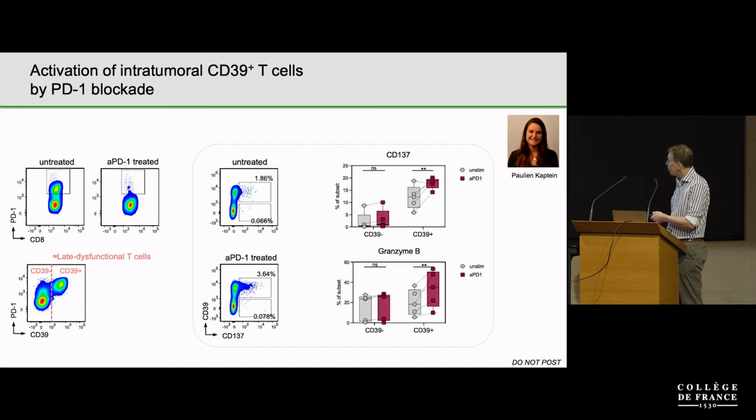And also, when we look at granzyme B as a measure of immune reactivation in T cells, we see very little happening in the CD39 negative cells, and we see very clear evidence for immune reactivation in the CD39 positive dysfunctional exhausted cells. So actually, I think that exhausted is not the right word here. These cells still are capable of responding to an intervention.